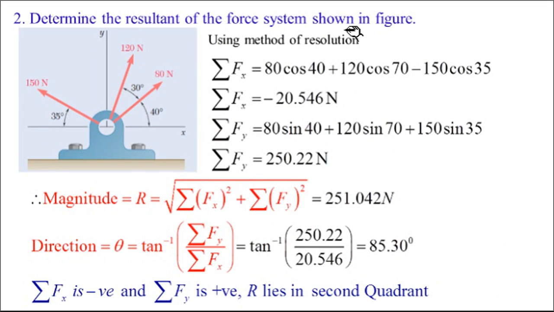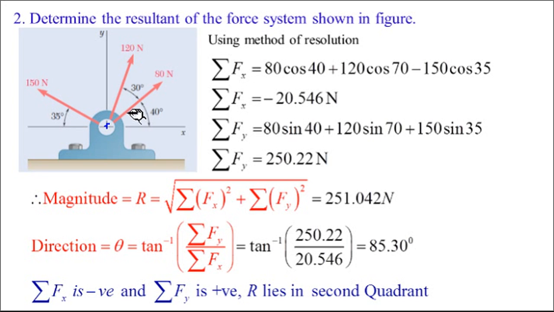Determine the resultant of the force system shown in figure. Now what figure is shown here? There is one crank arrangement, or hook arrangement. Here three forces are acting. First one is 60 Newton, 120 Newton, 150 Newton.